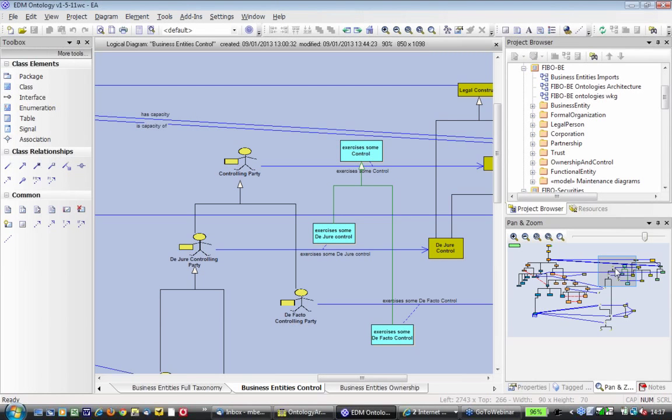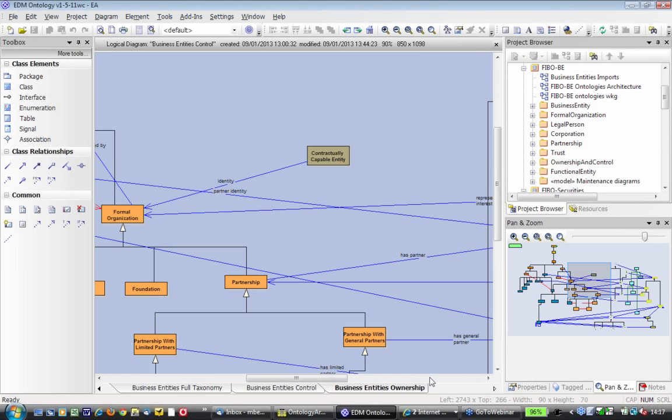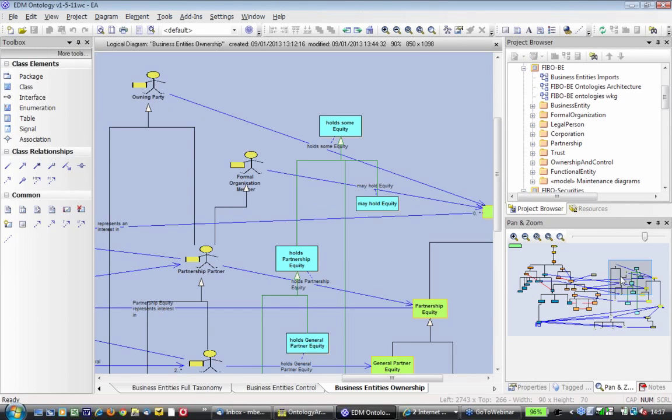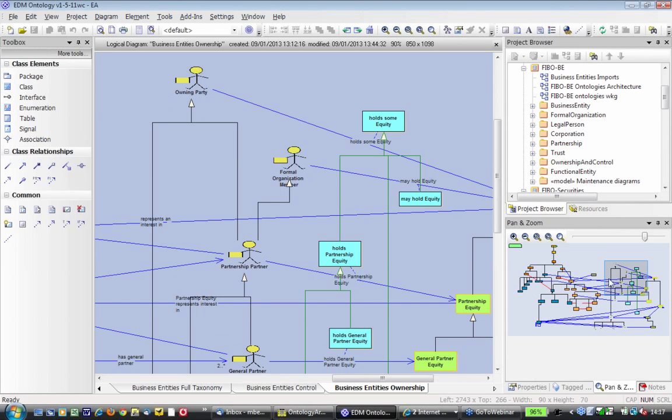So this was our attempt to try and generalize types of control and types of ownership so that we're talking about them at the right level of abstraction. With that in place, I've then created a couple of new diagrams, one covering all of the control relationships and the kinds of control and the kinds of party that exercise those kinds of control and the kinds of thing that those kinds of party can be, and another one pretty much the same for ownership.